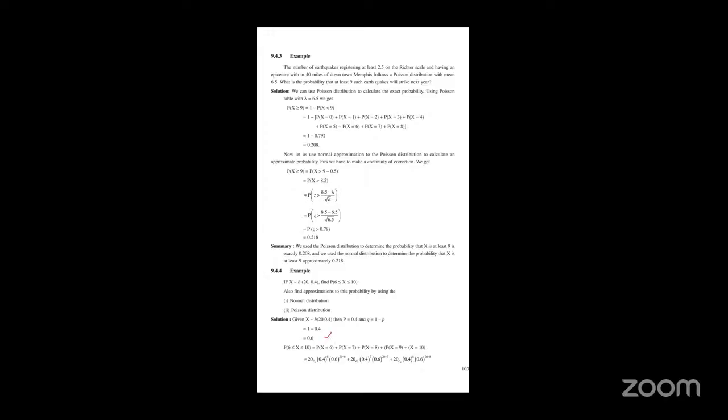They asked us to find the probability of 6 less than or equal to x less than or equal to 10. So it lies between 6 and 10, right? So we will take the probability of 6, 7, 8, 9, 10. So what is the formula? nCx, p power x, q power n minus x.